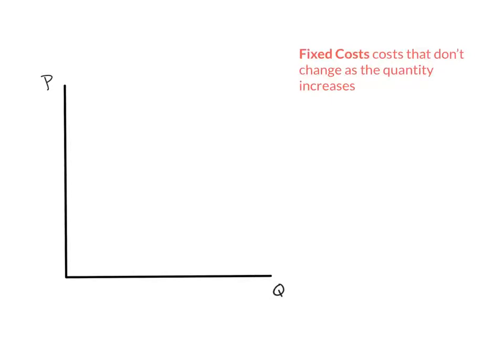So let's start off with fixed costs. Fixed costs are costs that don't change as a quantity increases. So if you were to graph it, it'd basically just be a horizontal line because as Q increases, P stays the same.